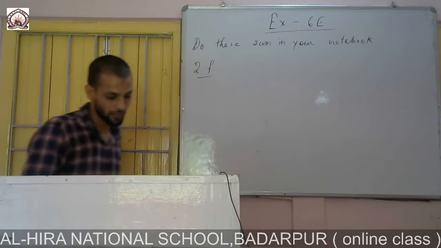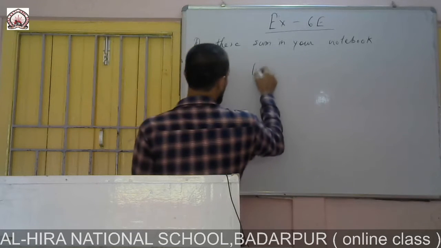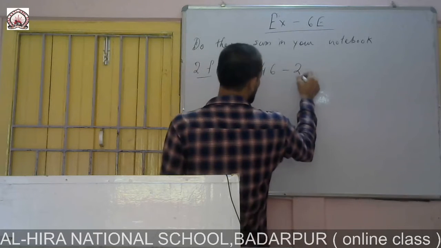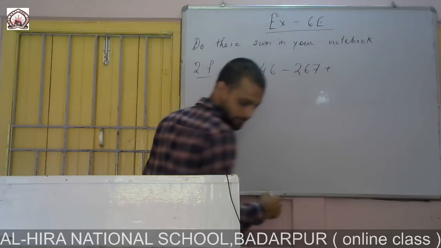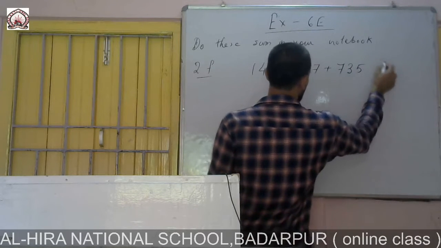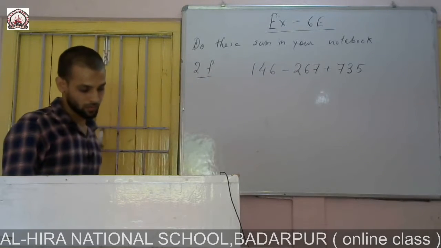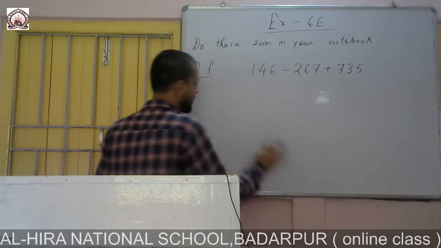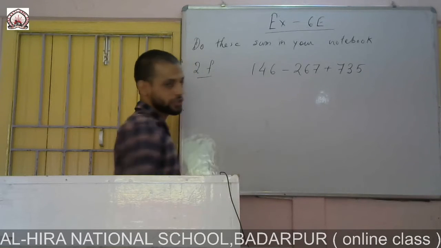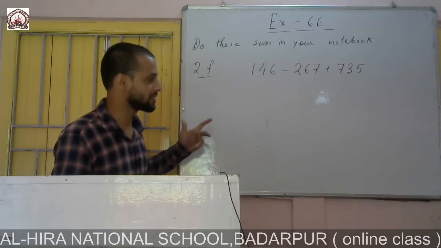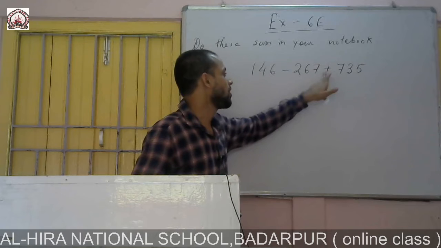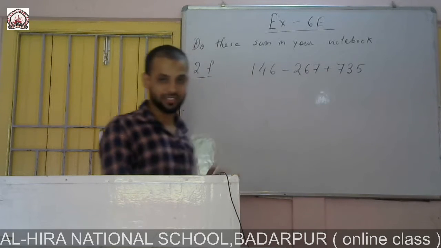2F. 146 minus 267 plus 735. Okay, so here you see, first of all we have to add. Before 146 there is no sign. Plus, minus, nothing is there, that means this is plus. Again you can see before 735 one plus sign is there, that means this is plus.